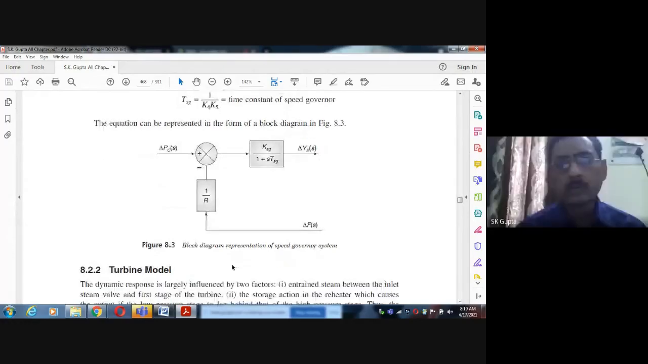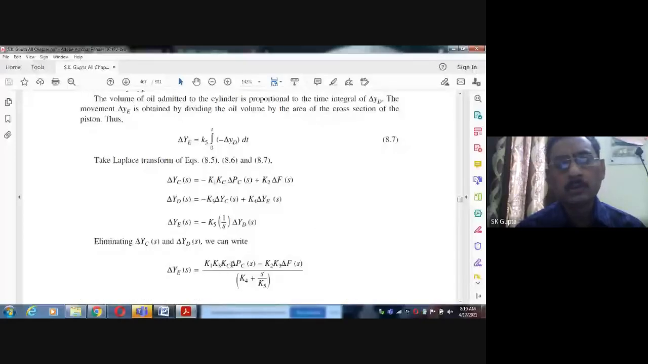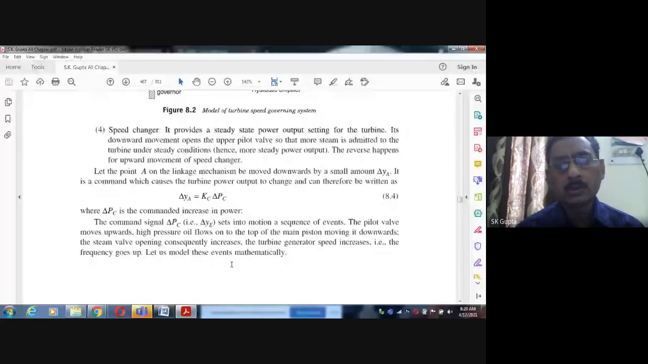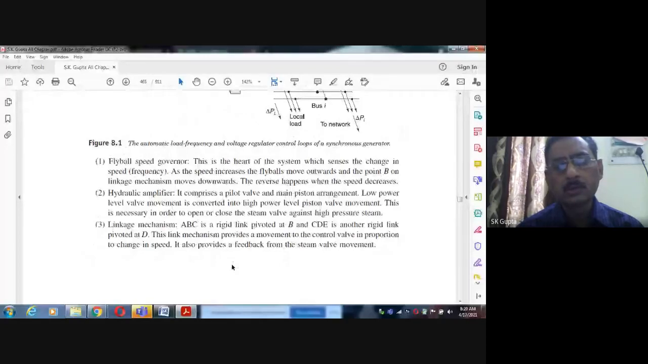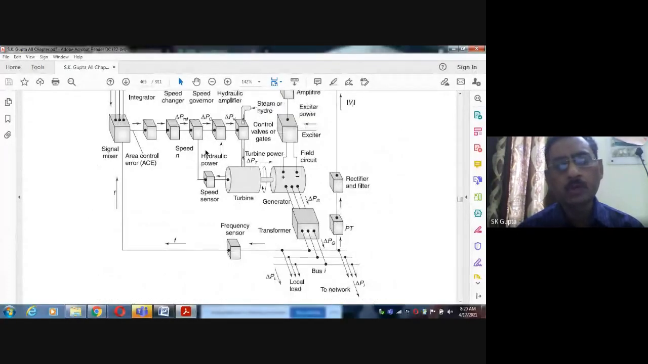See this one. Yes, this was the speed governor only. Here again we come to this figure, this diagram. This was the complete block diagram, the control system block diagram of this system. Now we describe the block diagram of this turbine.